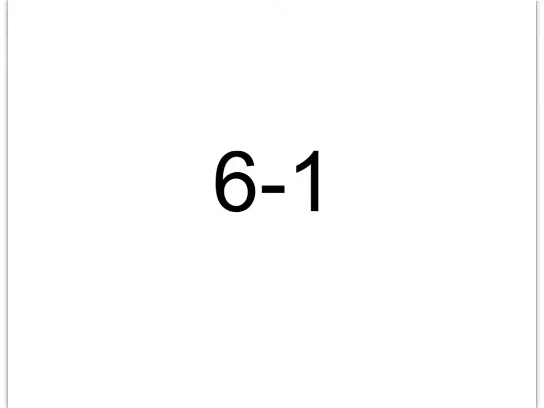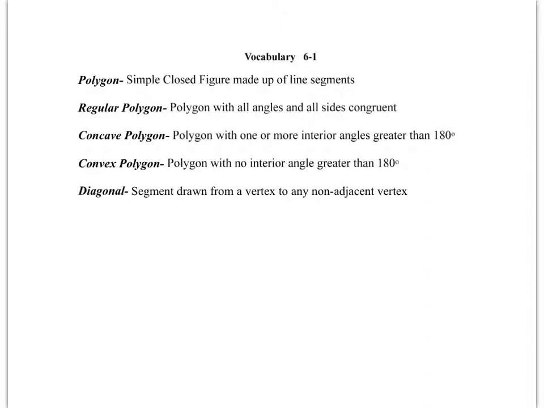Okay, take a couple quick minutes here and write these definitions down into your notes. I'll read them to you while you're writing. That way you're not just listening to blank space. So a polygon is a simple closed figure made up of line segments. This we remember from Chapter 1. A regular polygon is a polygon with all angles and all sides congruent.